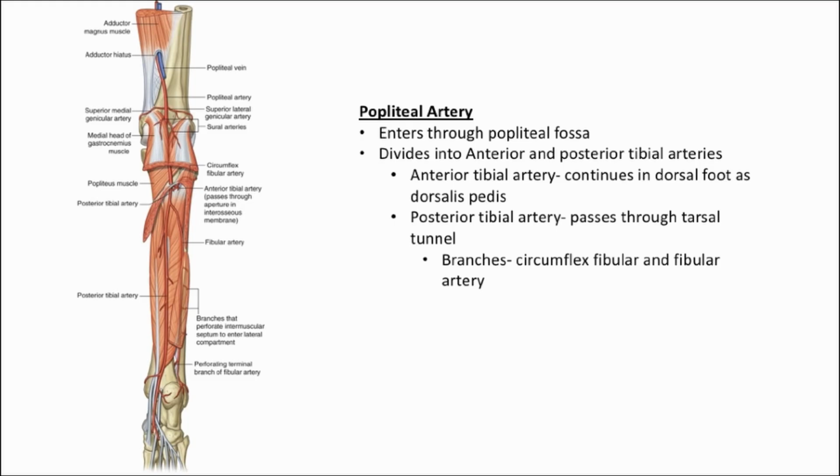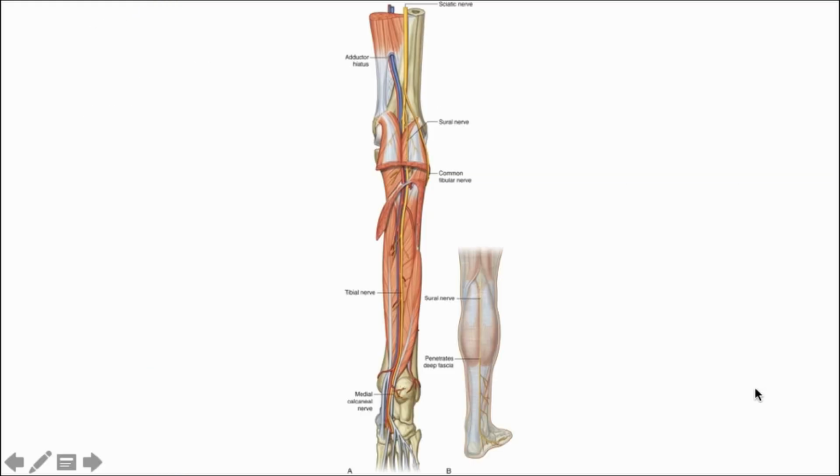We have a perforating branch that originates from the fibular artery distally in the leg and passes anteriorly through the inferior aperture in the interosseous membrane to anastomose with a branch of the anterior tibial artery. Whew, that's a lot.